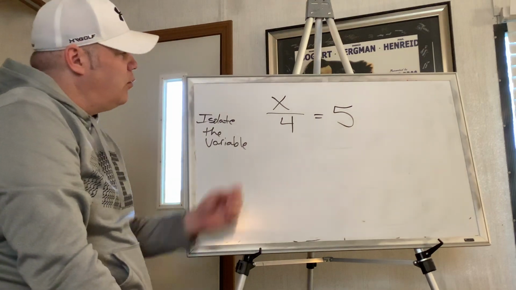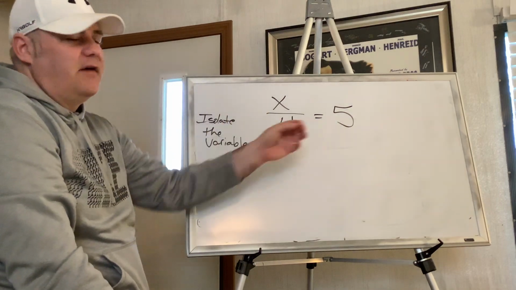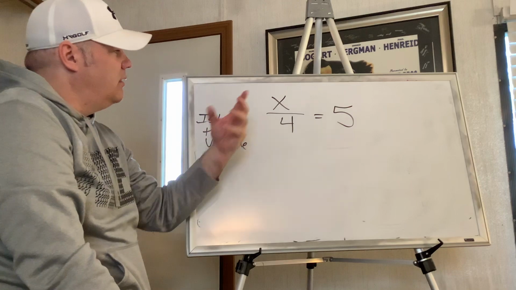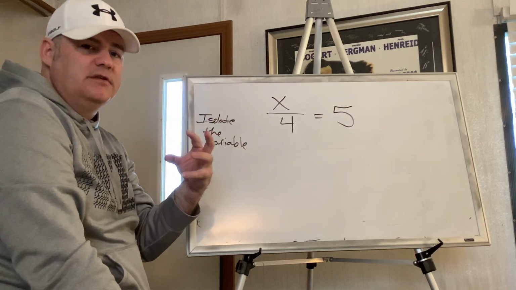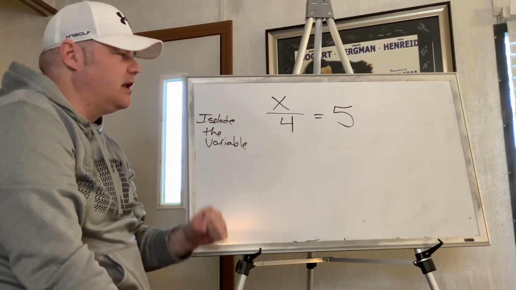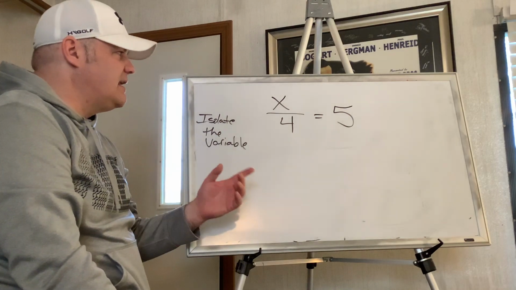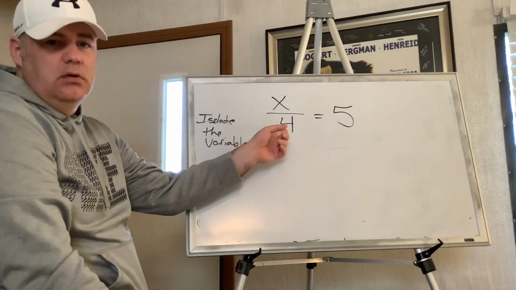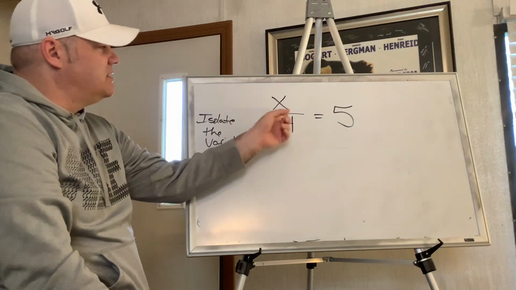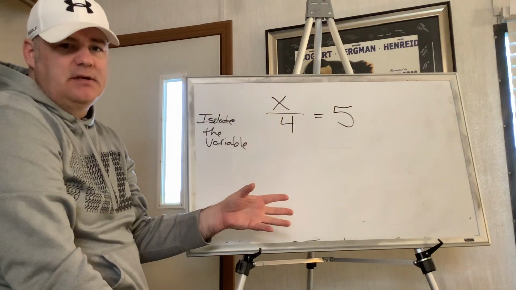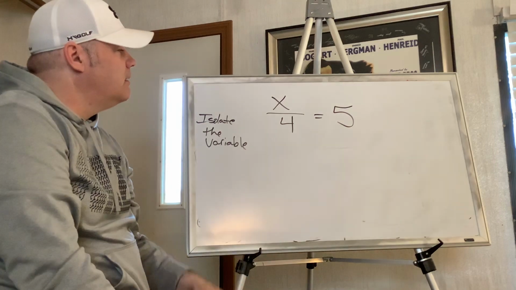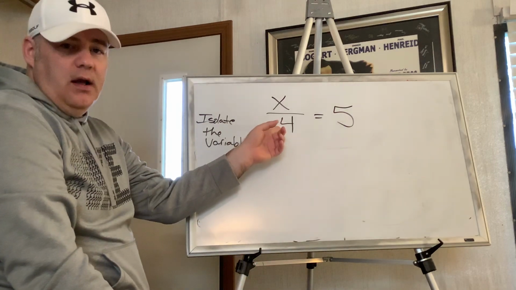Now, what divided by 4 gives me 5? If we can think ahead, we know 20. 20 divided by 4 is 5. So we know our answer should be 20. But how do we get there? Well, once again, I don't want this to be a 0 because if this becomes 0, you can't divide something by 0. It ends up being undefined. I want this to be a 1.